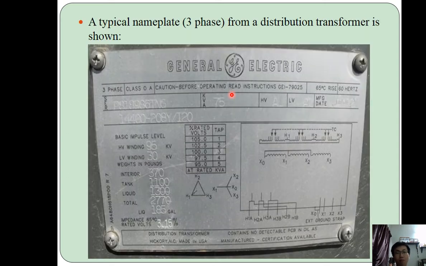Then we go to the transformer nameplate. A typical nameplate of a three-phase distribution transformer is shown like this. This is a product from General Electric. We know that this is a three-phase, class A, 75 kVA. We have 95 kilovolts for the high voltage winding. Low voltage winding is 30 kilovolts. Interior 370 pounds, tank 1100 pounds, liquid 1300 pounds. Total is 2770 pounds. Then impedance is 3.15%. So this connection will be high.